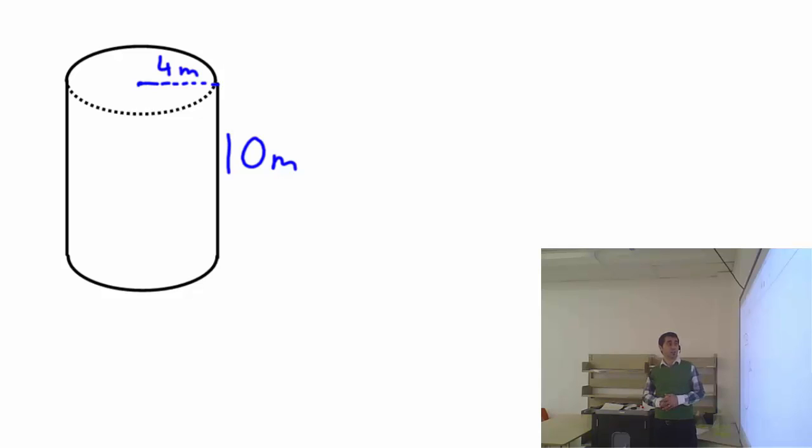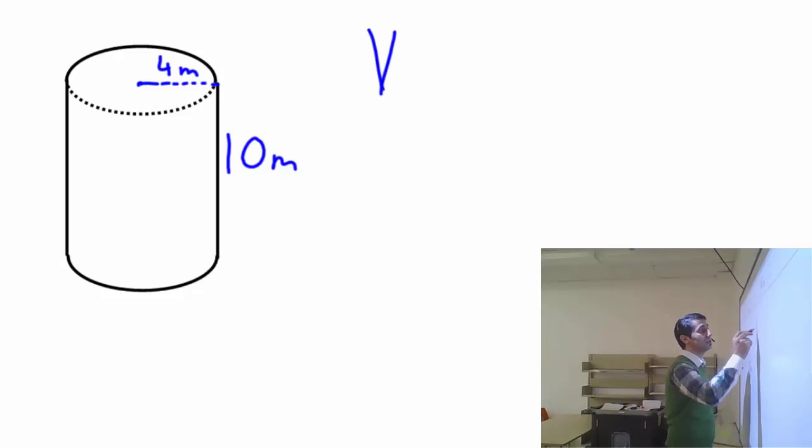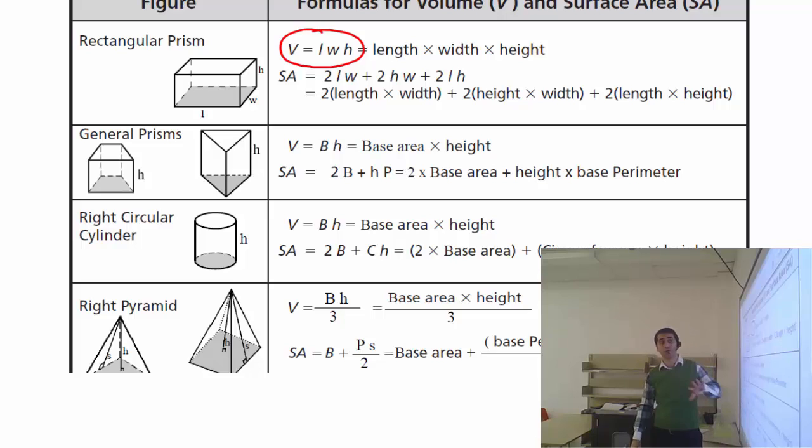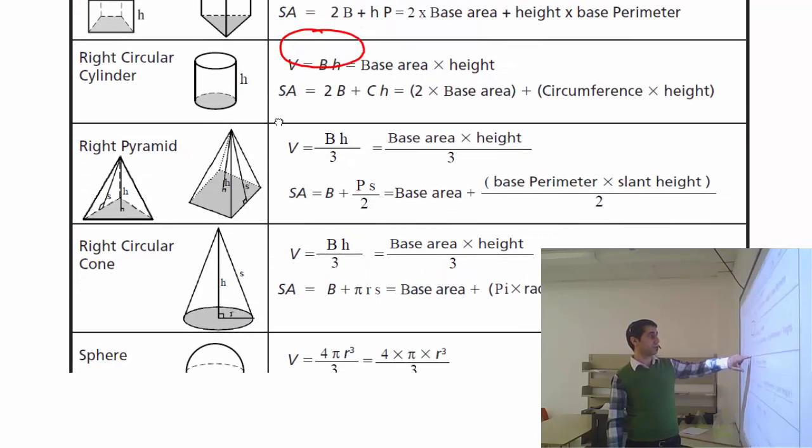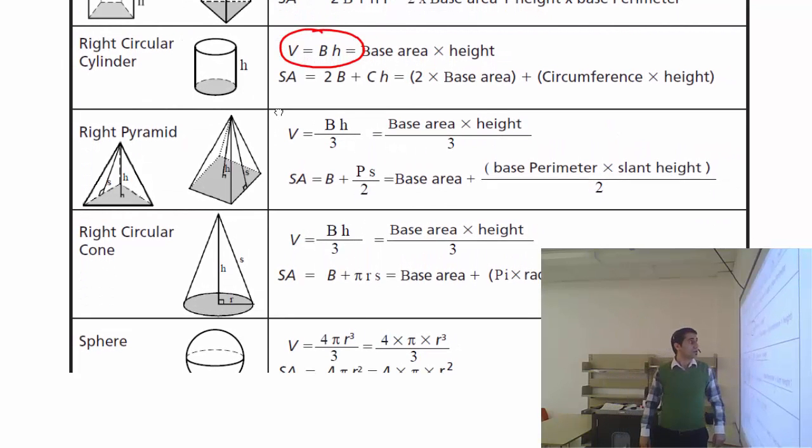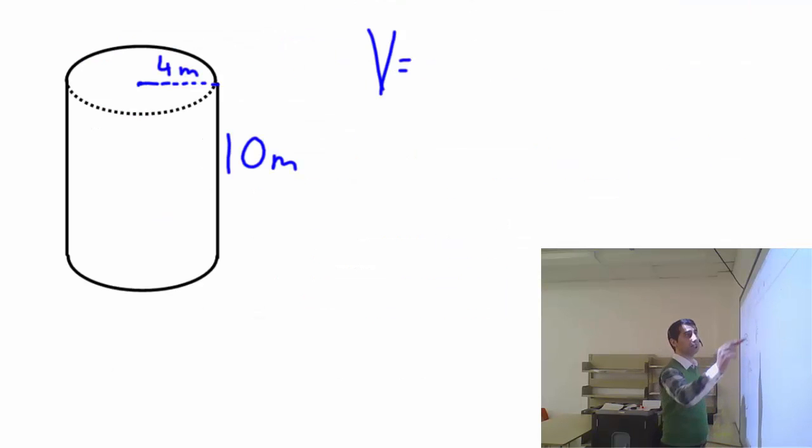First, to calculate the volume of the cylinder, I have to write down the formula. So let's go to the formula handout, and again, you won't be able to keep this handout, you can only keep your study aid at the exam. So you have to make sure you write this down. For a cylinder, the volume is BH. So let's go and write that down first.